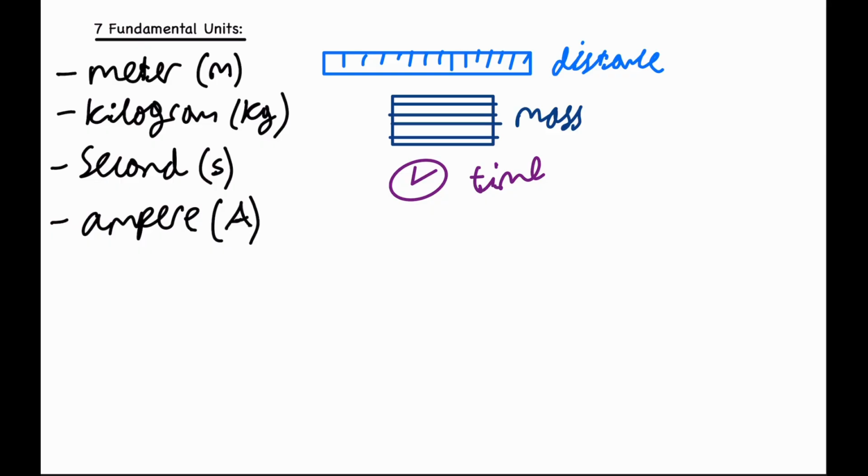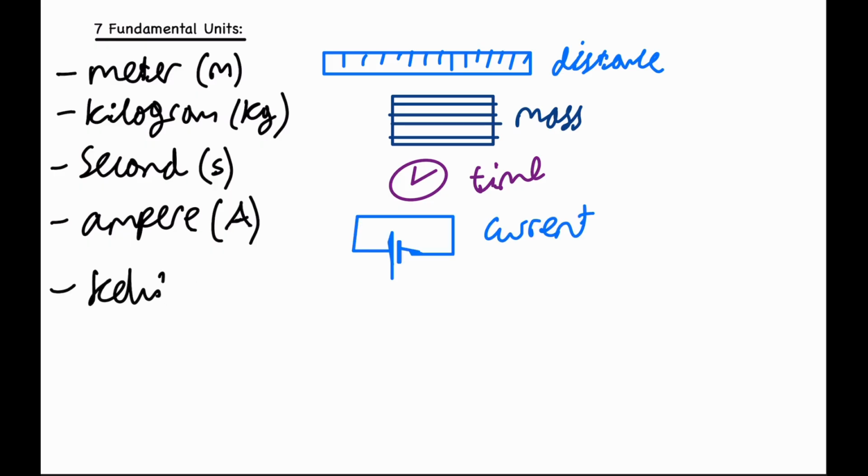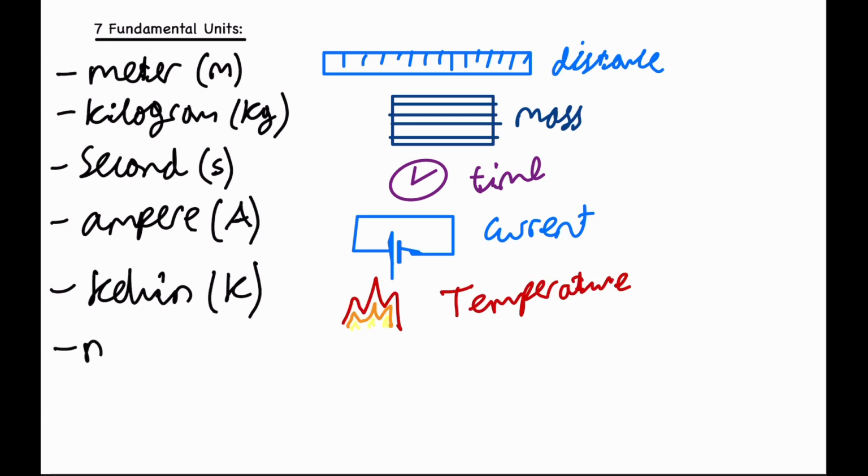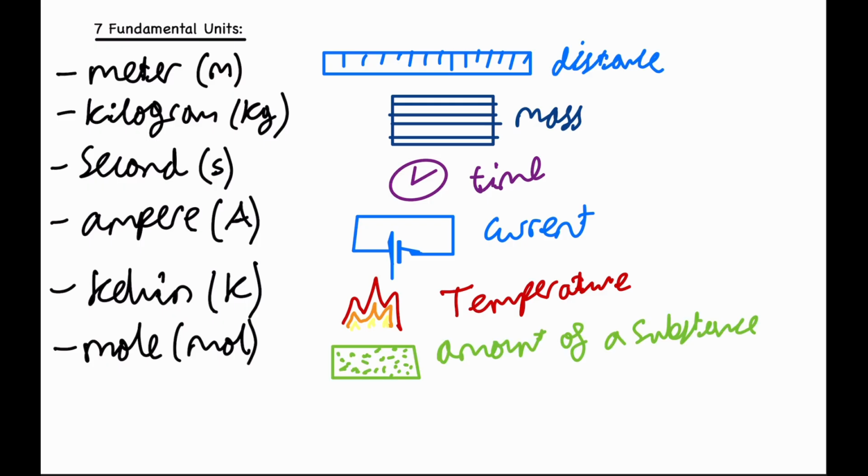Then we've got the ampere, or better known as the amp. The ampere is a measurement for the current in a circuit. Then we've got the Kelvin, which is the fundamental unit for temperature. It's written as K. It's not degrees Celsius. So we use the Kelvin, which is our SI unit for temperature. And then we've got the mole, which is written as mol, and it represents the number of particles, or the amount of a substance. And finally, we have the candela, written as cd, and this represents luminous intensity.